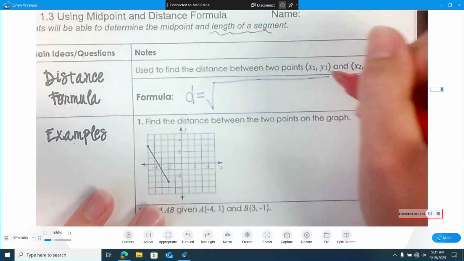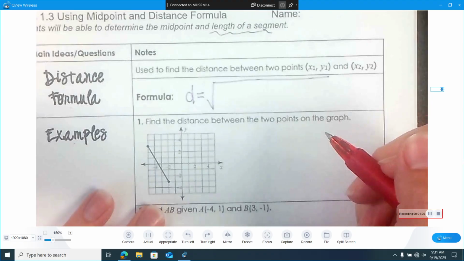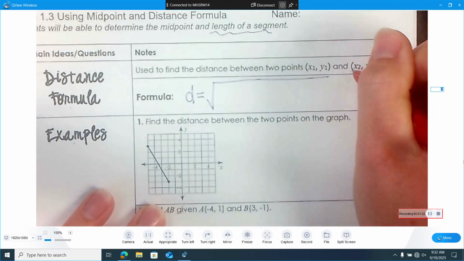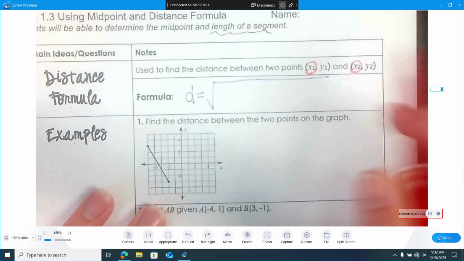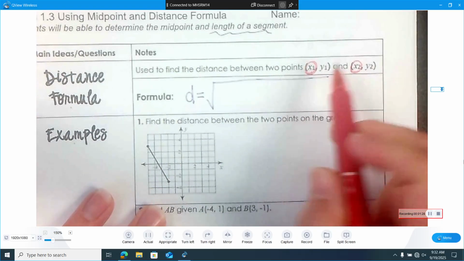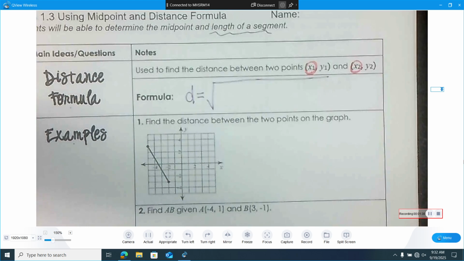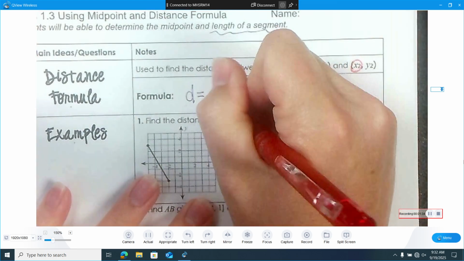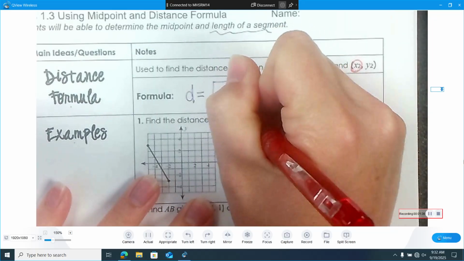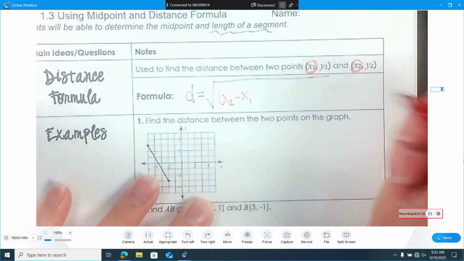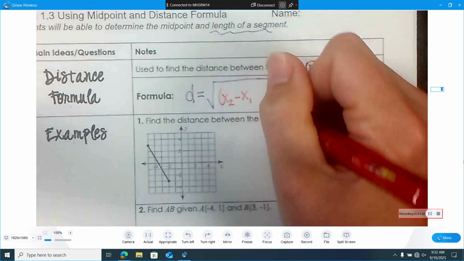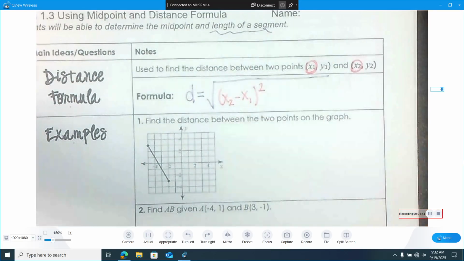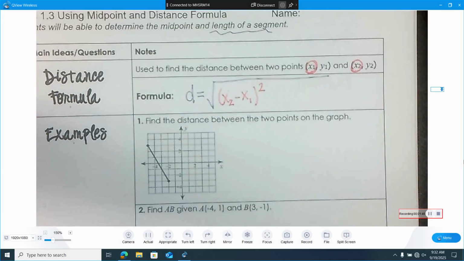That's okay. It happens. So what we're going to do is take our x coordinates. I'm taking my x coordinates. We need to find the distance between the x values, so we're going to subtract x sub 2 minus x sub 1 and square the result.